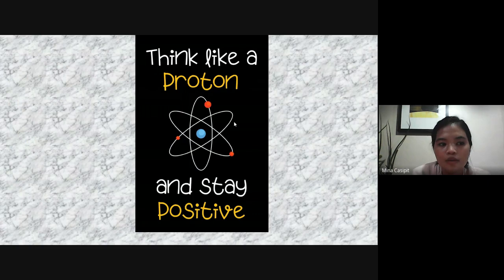Okay, before we end our discussion, we have here a simple saying: think like a proton and stay positive. Kahit na maraming kaguluhan, challenges na nangyayari sa ating buhay, we should think like a proton and stay positive. Hindi sa COVID ha, kundi positive sa pananaw sa buhay.